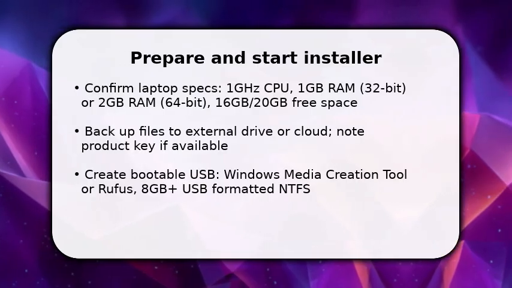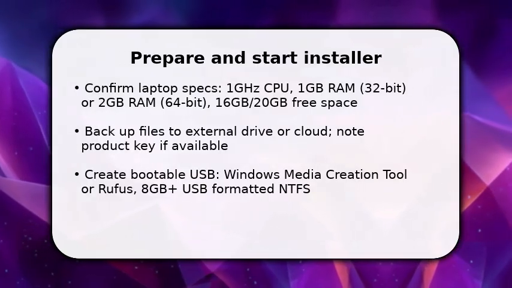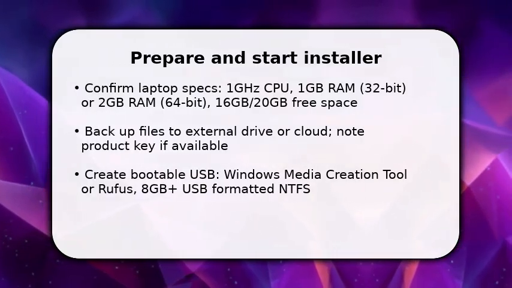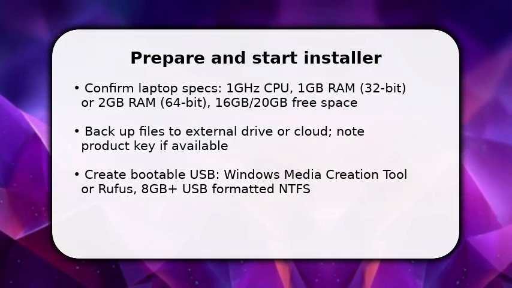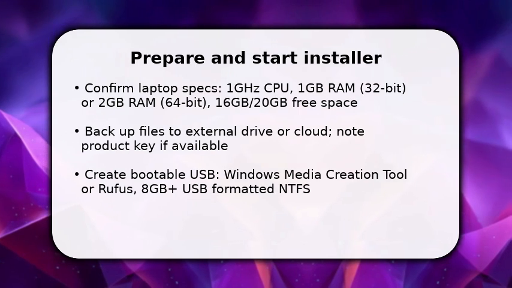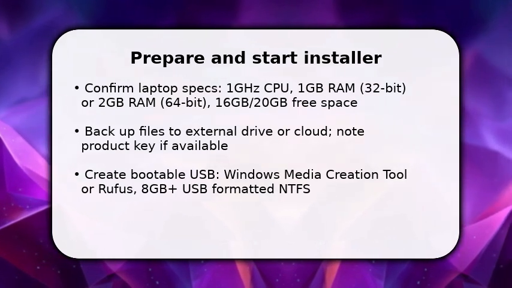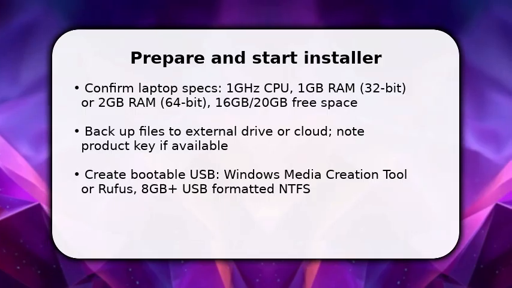Next, create a bootable USB using the Media Creation tool or Rufus on another PC. Choose the correct 32 or 64-bit image. Make sure Secure Boot or BIOS settings allow USB booting. Then insert the drive and reboot to the installer.